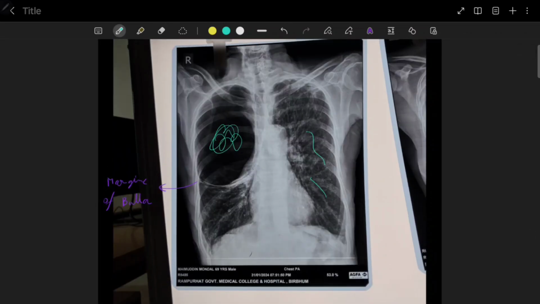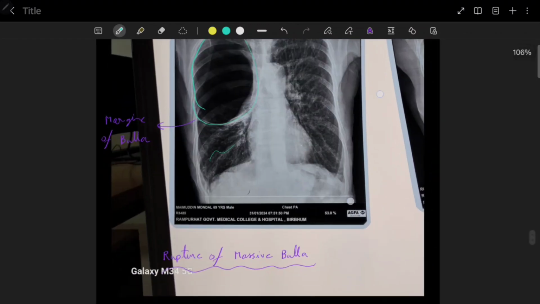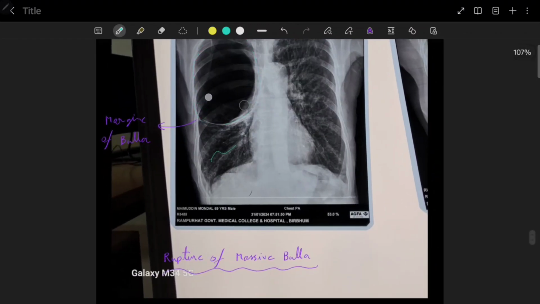Now this X-ray, here there is no lung tissue. Okay, here it is lung tissue, here it is lung tissue. So there is no lung tissue. Probably it is a margin of bulla. Okay, maybe due to bulla rupture. Okay, so it is a rupture of massive bulla.